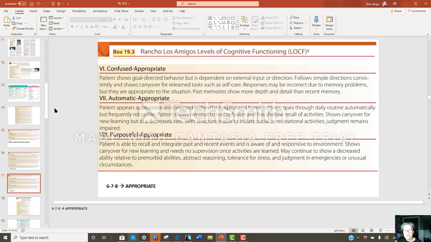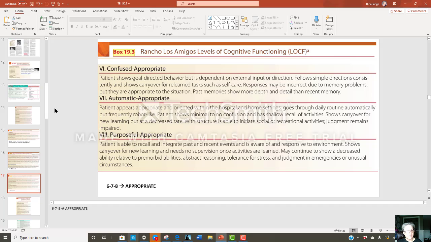And with structure, the patient is able to initiate social or recreational activities. Time to go do bingo. Let's go play bingo. But judgment remains impaired. They don't get the fact that they can't go to Walmart and walk all the way around Walmart with their walker without knowing there's some place to sit down. They may think, hey, I can walk without this walker. I'm just going to the bathroom. Judgment remains impaired. They're automatic, appropriate.